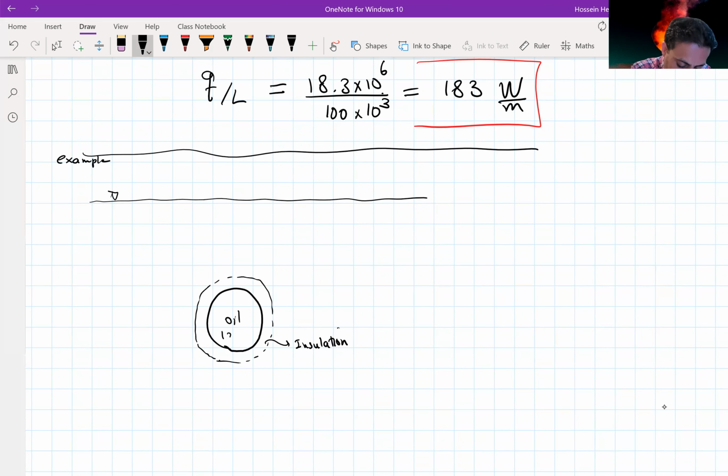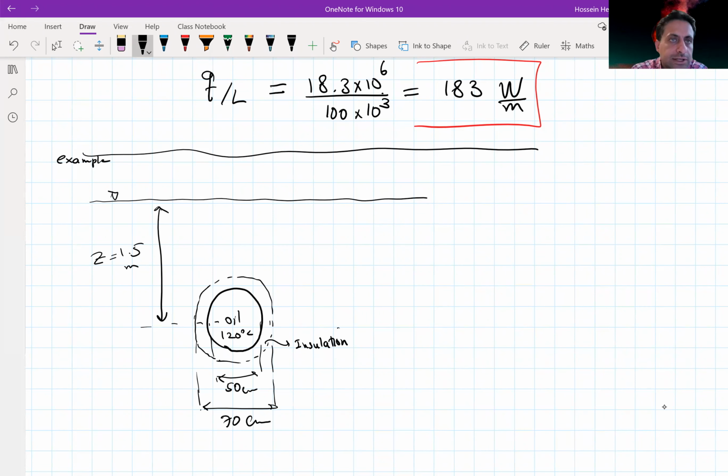So let's say we have oil at 120 degrees C that we are just transmitting when it's buried, let's say 1.5 meters underground. And let's say the diameter of the pipe is 50 centimeters and the diameter with insulation is 70 centimeters, so it's 10 centimeters of insulation around the pipeline.